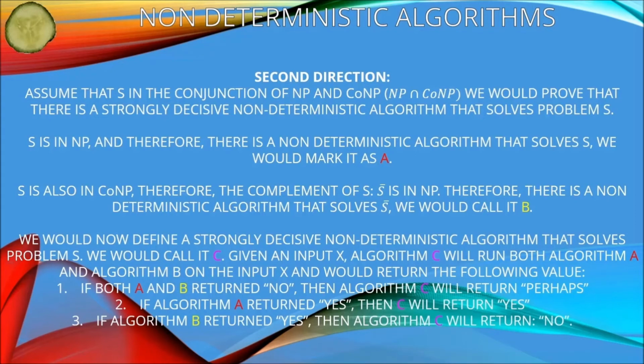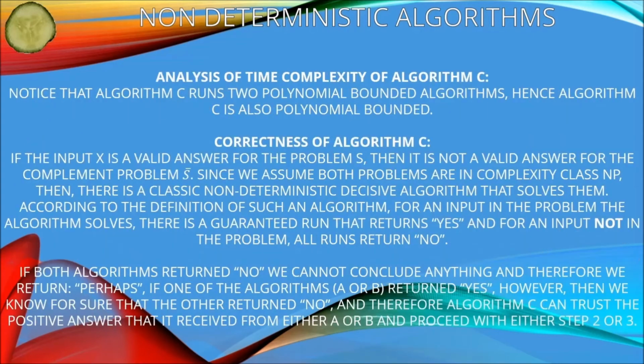Given an input X, algorithm C will run both algorithm A and algorithm B on the input X and would return the following value. If both A and B return no, then algorithm C will return perhaps. If algorithm A returned yes, then C will return yes. If algorithm B returned yes, then algorithm C will return no. Analysis of time complexity of algorithm C: notice that algorithm C runs two polynomial bounded algorithms. Hence, algorithm C is also polynomial bounded.